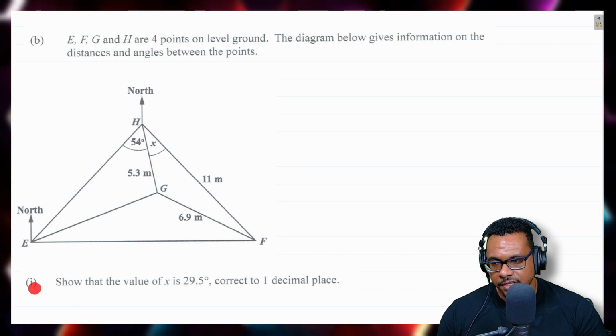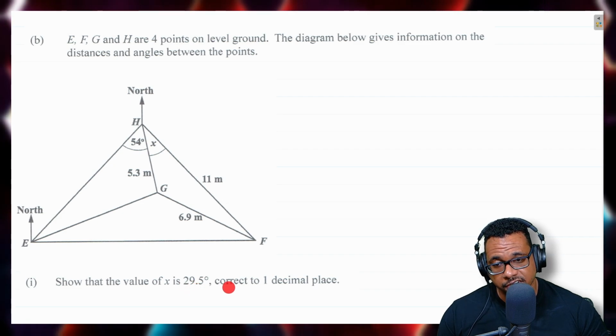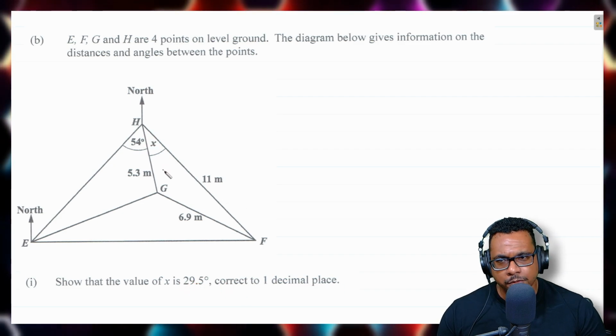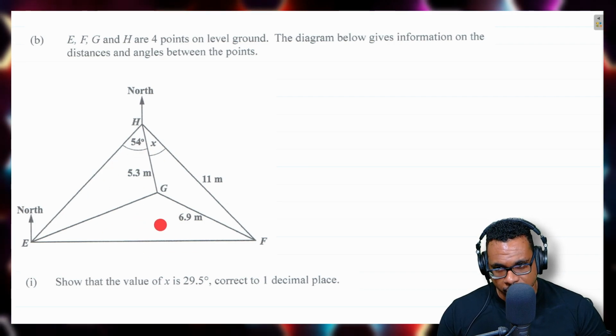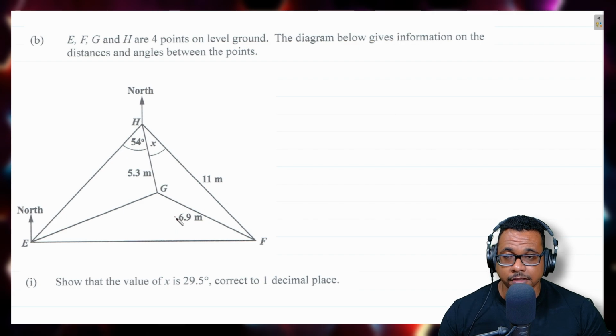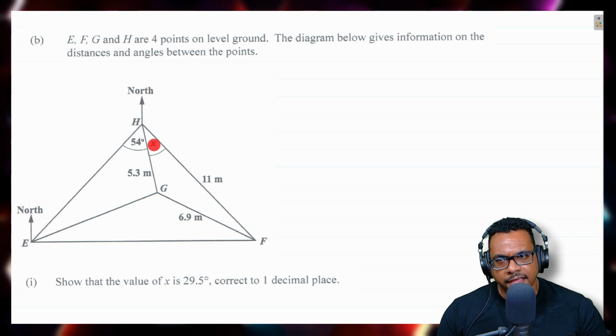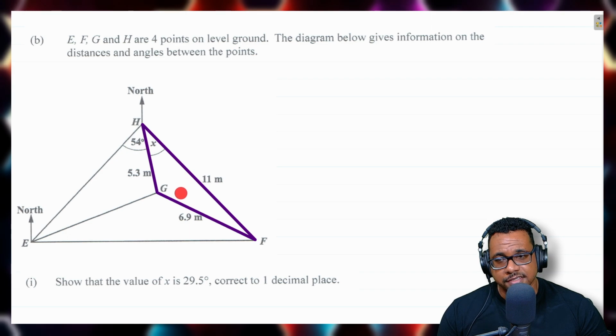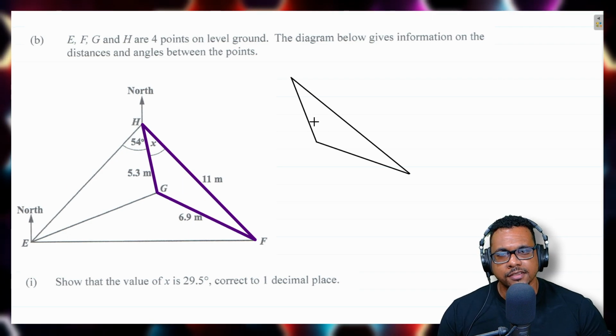Now this first question here, they want us to show that the value of X is 29.5 degrees correct to 1 decimal place. So we want to find the value of X. Looking at this situation, this is a trig question, which means we are dealing with a triangle, and the angle X is within this triangle here. So what I could do is draw this triangle separately. It doesn't have to be perfect.